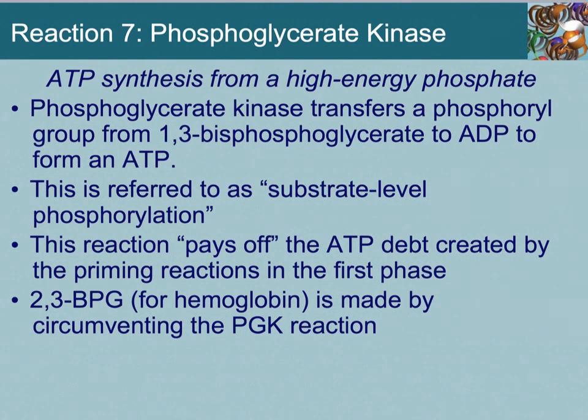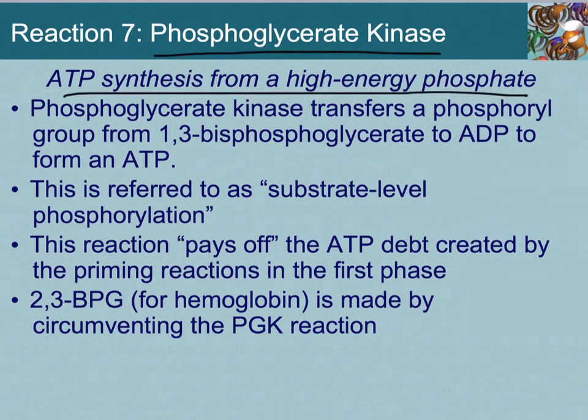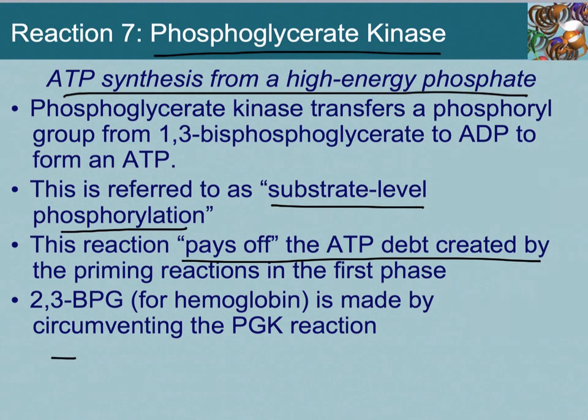Now we come to reaction 7 of glycolysis. Here we're going to synthesize ATP from 1,3-bisphosphoglycerate. 1,3-bisphosphoglycerate is an energy-rich molecule with a greater phosphoryl transfer potential than ATP. So this molecule can be used to power the synthesis of ATP from ADP. We're going to see this is a substrate level phosphorylation. Here we're going to pay off the ATP debt that we created in the first stage of glycolysis. If you remember, in the first stage of glycolysis, we cost ourselves 2 ATPs.